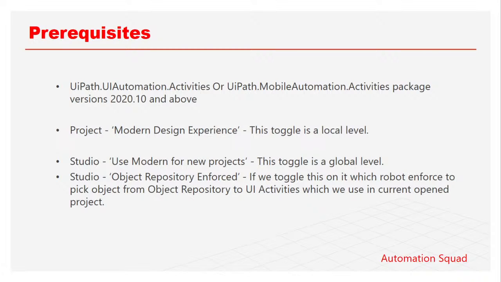Once we have these packages in our Studio, there is one more thing we need to configure. If we want to make our project an object repository storage, we need to enable the modern design experience in the project. That will give full control of the object repository for the project. Sometimes we may want to use it for all the projects we create in future, so there is a toggle button in the Studio settings itself where we can enable it. I will show you now.